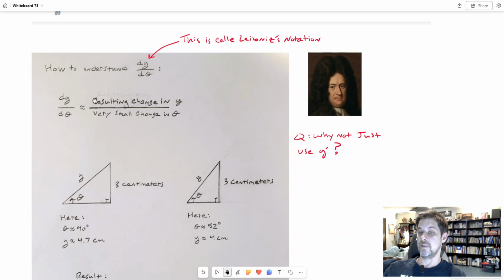Now, this doesn't change what the derivative is. It doesn't make it different. It's just a different symbol that contains information about the variables. Now we use that a lot in math.